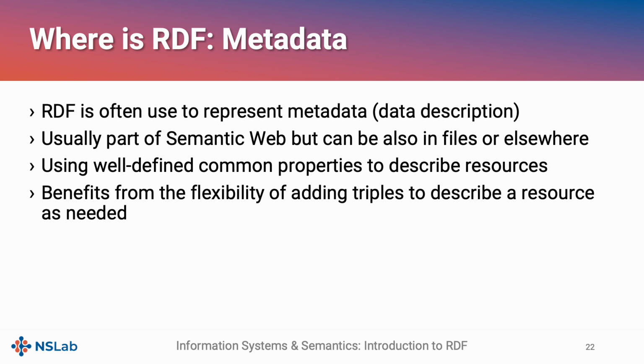Metadata can describe, for example, what the name is, who the author is, when the data were created, what the process was, the provenance of the data, etc. For that, it usually uses common properties from well-defined vocabularies, so the predicates are defined somewhere and well documented.